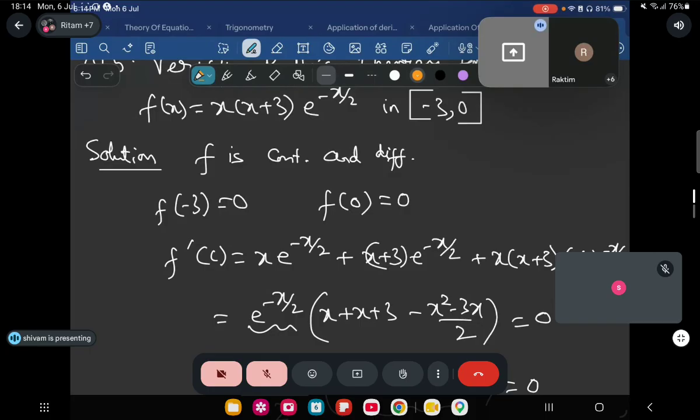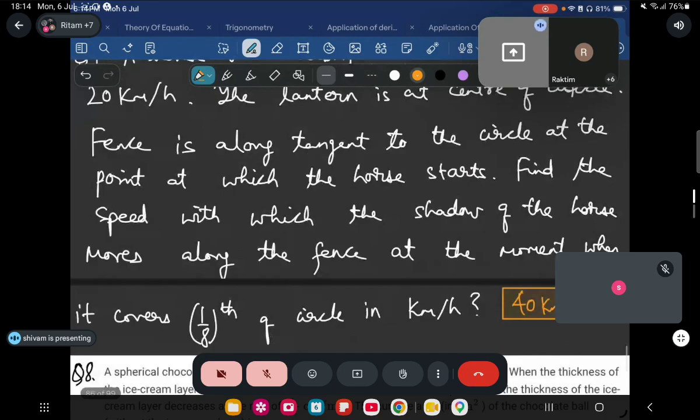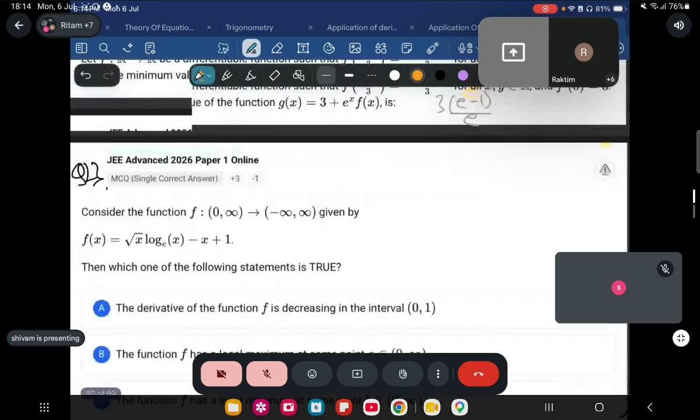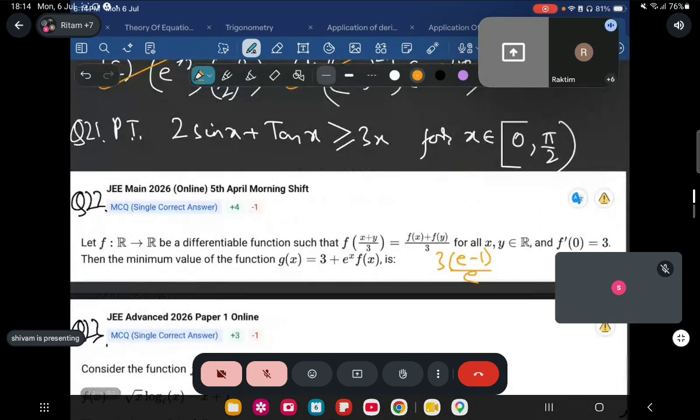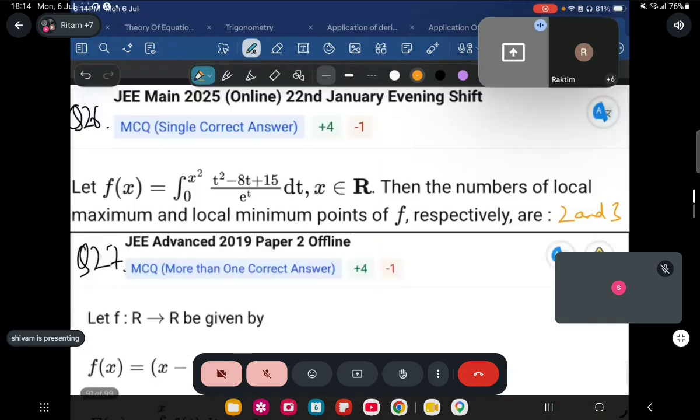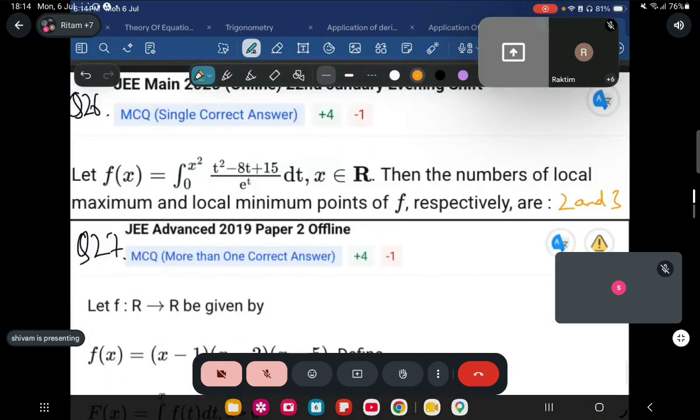What I'm saying is, over here, the answer is given as 2 and 3 or 3 and 2. What is it given? Can you please tell me the question number? 26. What answer did you get? Tell me. So, three minima and two maxima. Okay, so I've written it correctly.